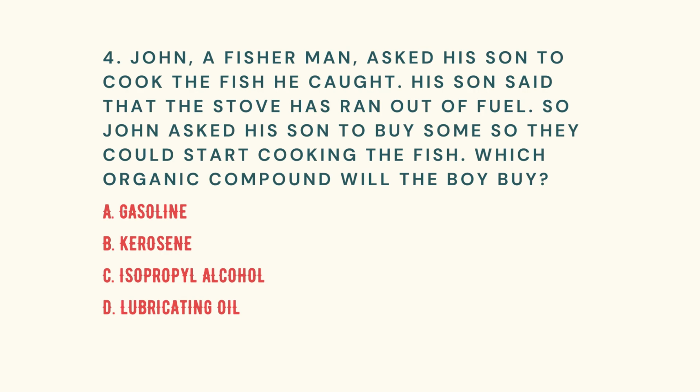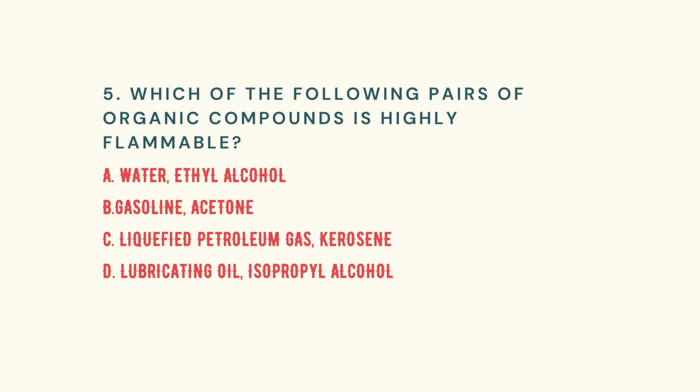Number 4. This is a situational question. John, a fisherman, asked his son to cook the fish he caught. His son said that the stove was run out of fuel. So John asked his son to buy some so they could start cooking the fish. Which organic compound will the boy buy? Is it gasoline, kerosene, isopropyl alcohol, or lubricating oil? Choose now.